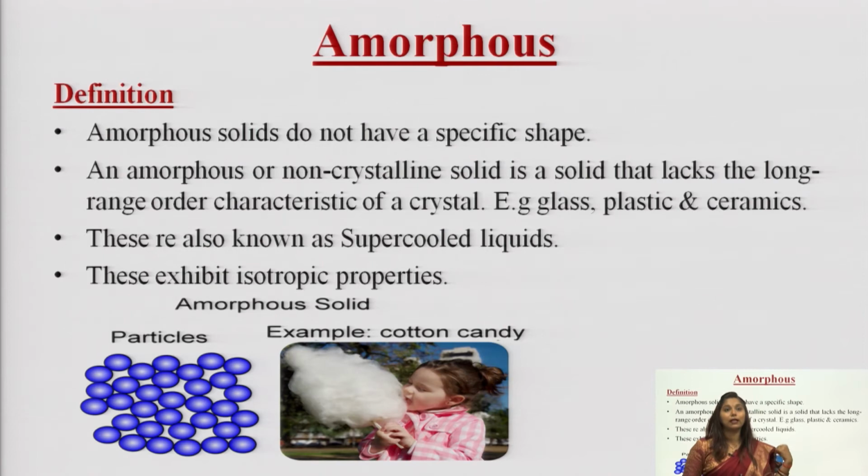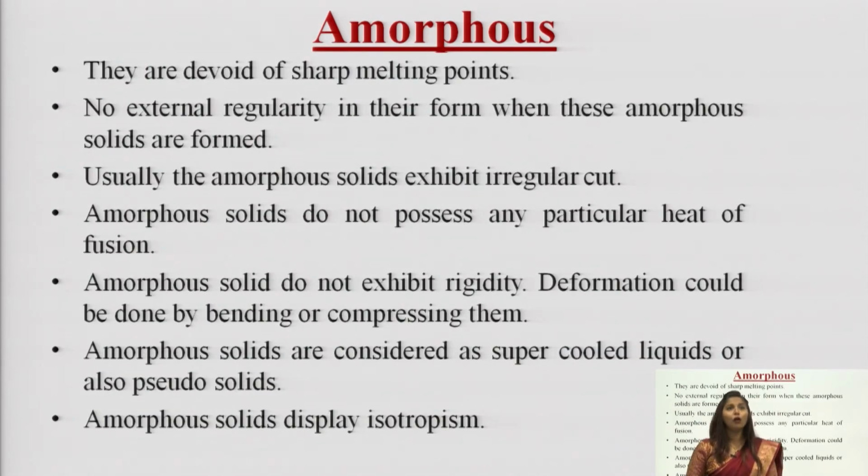Okay, you can see the example, that is cotton candy. Okay, now they do not have sharp melting points. Okay, they do not have sharp melting points. There is no external regularity in their forms when these amorphous solids are formed. Okay, usually the amorphous solid exhibits irregular cut.